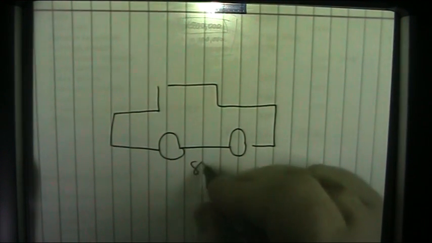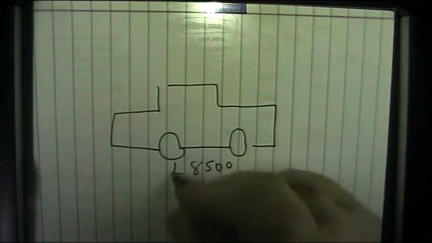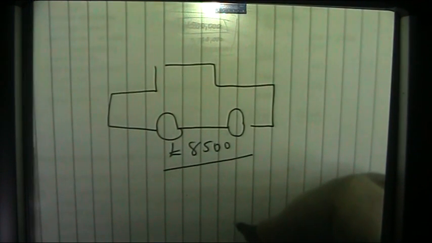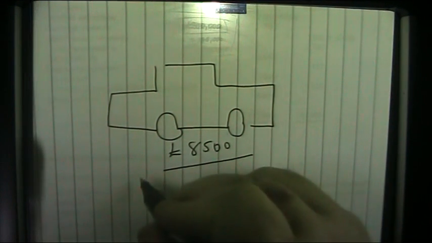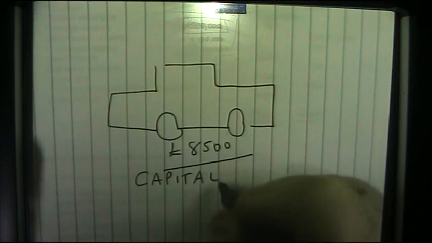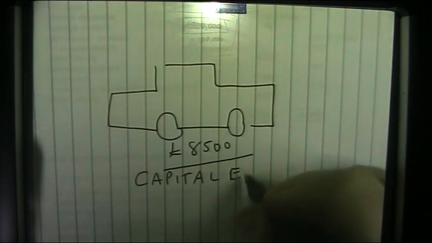I just want to draw a diagram. There it is there, okay? Again, we bought a car, $8,500. What type of expenditure is this? Can you remember? We've bought an asset. So this here is capital expenditure. Okay, so it's right, we've bought an asset.